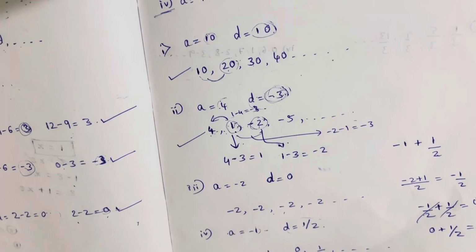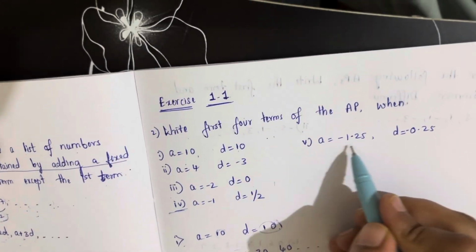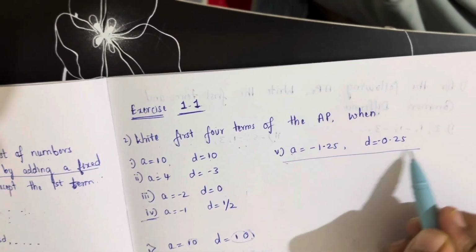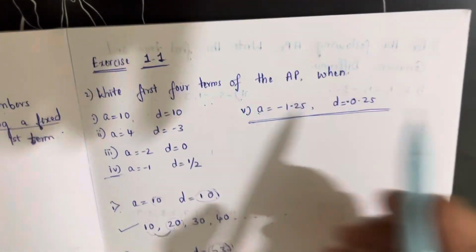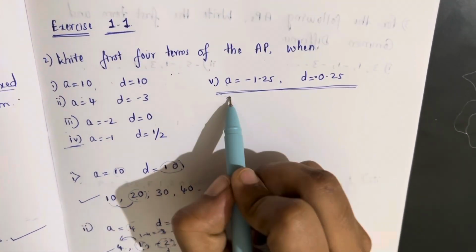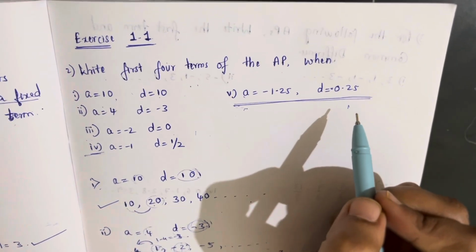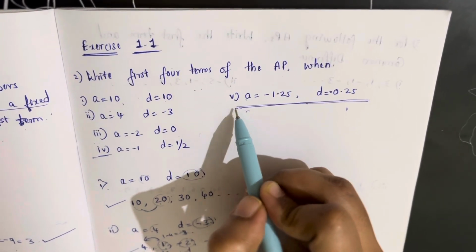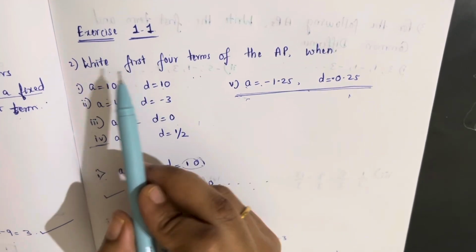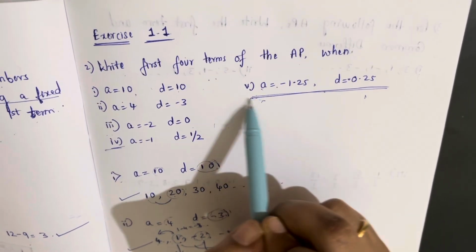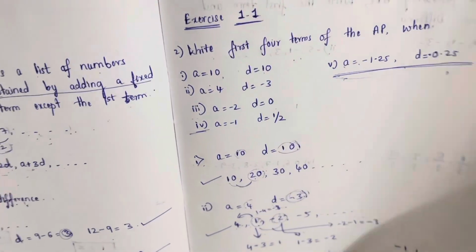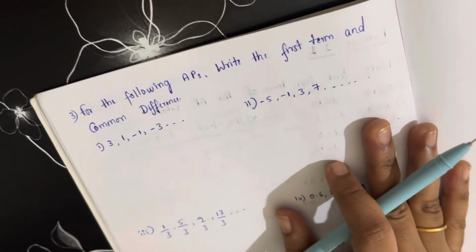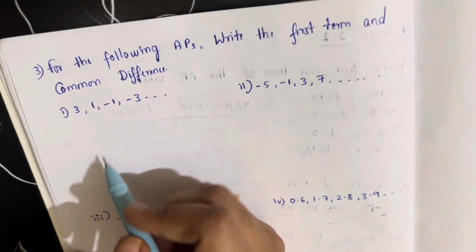Got it, right? Now we have one more question. A equal to minus 1.25 and D equal to minus 0.25. I want you all to solve this question and comment the answer so that I will solve it in the next class. This is about creating this AP series. Now we will move forward to one more question here.